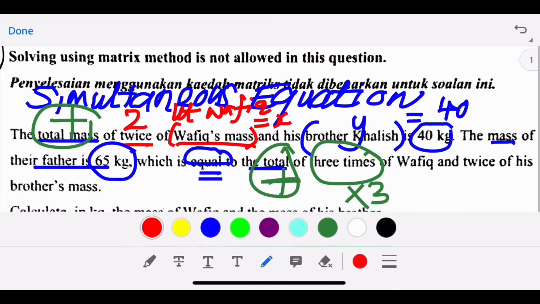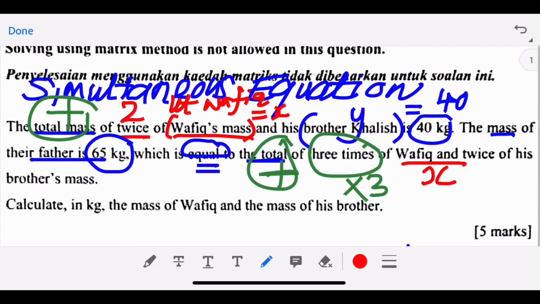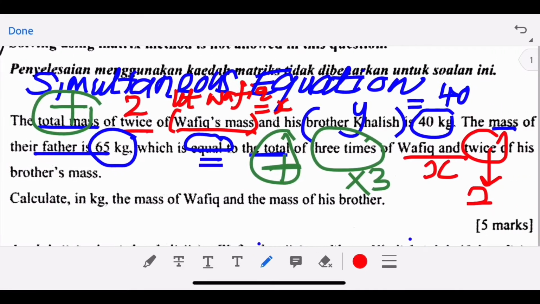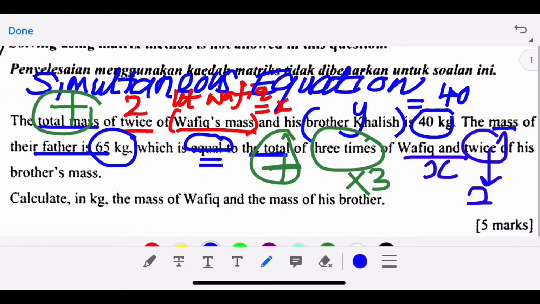So that means you must really understand word by word, so that you will not miss out any information. So now we are going to write the equation. As I labeled there, I have 3 times of Wafid's, so I will write 3x, and twice Khalid's brother, I will write 2y.